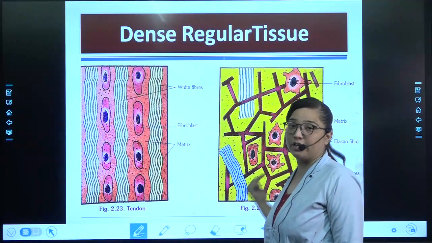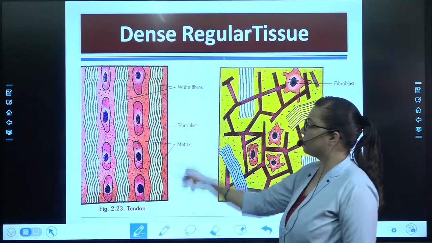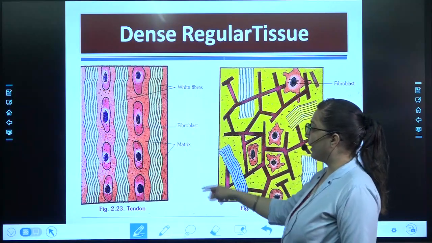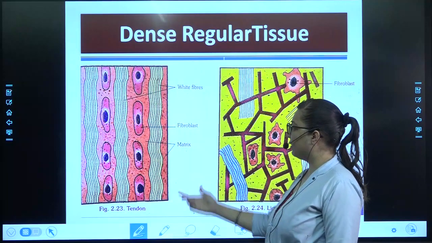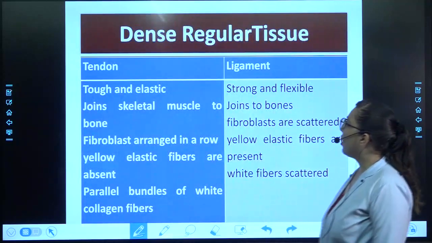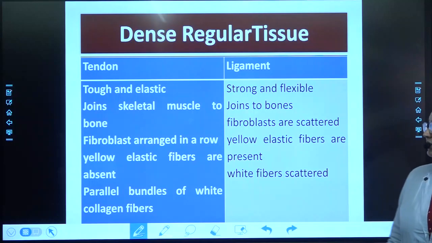Fibroblasts are arranged in a row, here they are scattered. Yellow fibers present, here they are absent. Joining bone to muscle, joining bone to bone. Flexible, non-flexible. Alright, this is about the tendon. Read it.